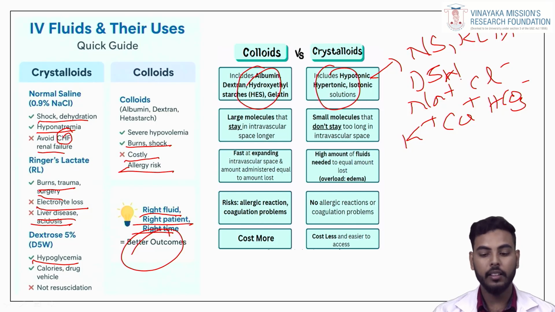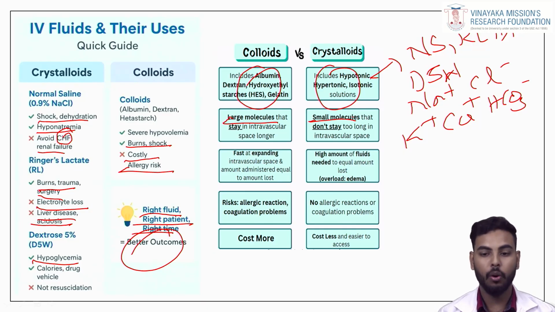Colloids have larger molecular weights, and as I told, they stay longer in the intravascular space. Crystalloid solutions have smaller molecular weights and do not stay long in the intravascular space. Next point: colloids are fast at expanding the intravascular space, whereas with crystalloids a high amount of fluid is needed to replace an equal amount of loss. Whenever we give fluid therapy to the patient, if we want to give a crystalloid solution, we should load a larger amount of it.